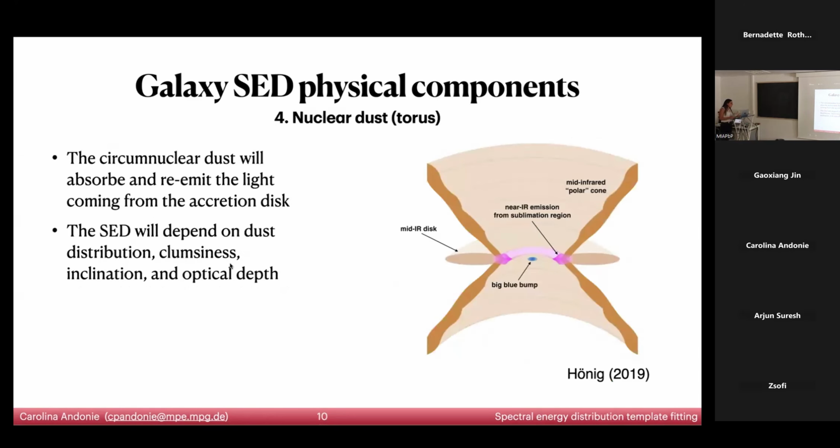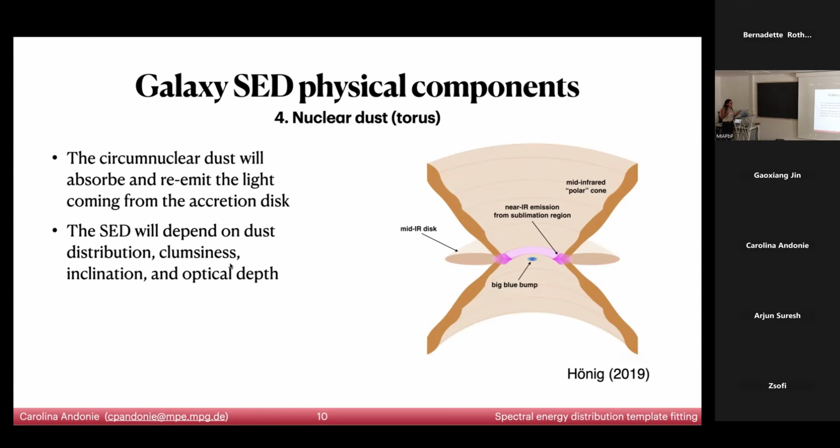And then we have the dusty torus, the circumnuclear dust that we typically model as the dusty torus plus this polar dust component that for the last 10 or 15 years we know that exists.